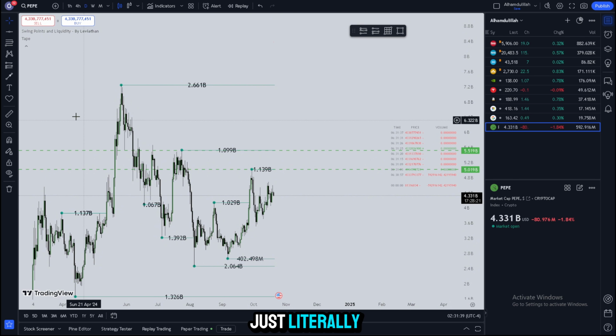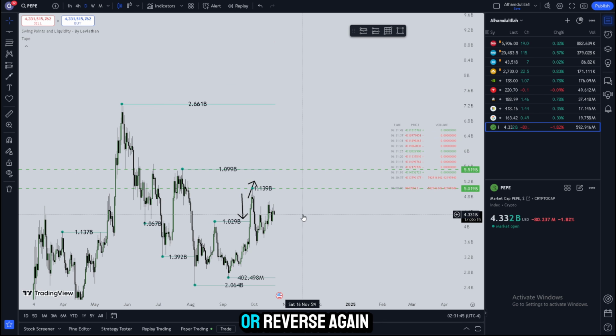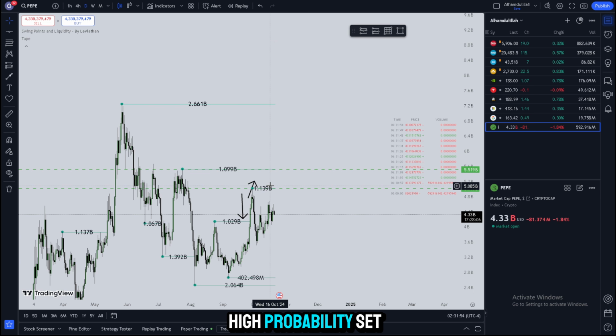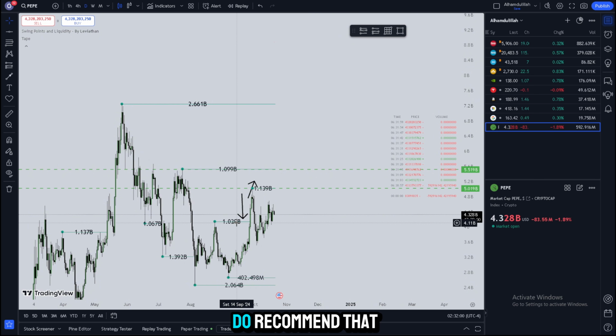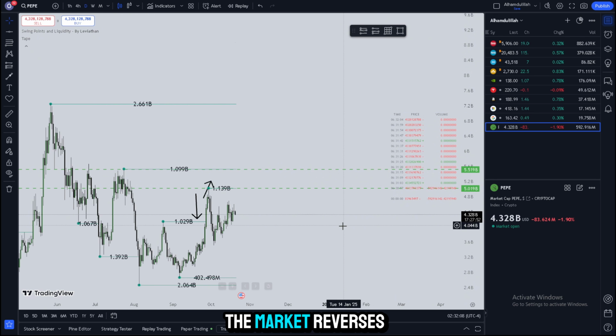So just literally look at where the market's reversing from, and then decide to either catch a breakout from that area or catch a reversal, just short it from the same area and set your stop loss on top of the highs. But if you want a high probability setup and you want to make sure that you get your money's worth each and every single trade, I definitely recommend that you take breakout trades. Just look at where the market reverses.